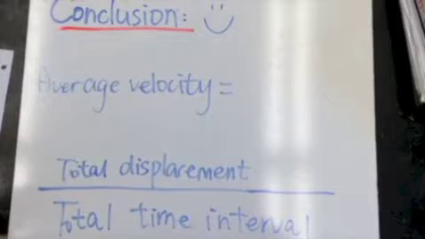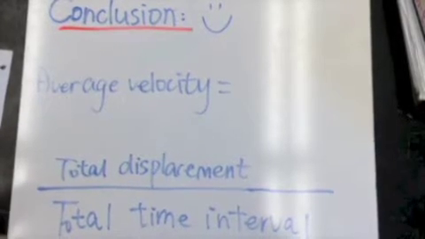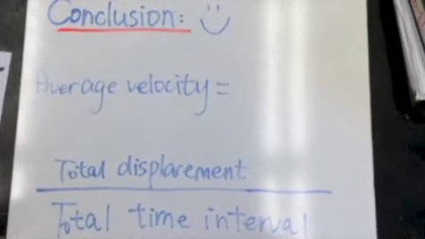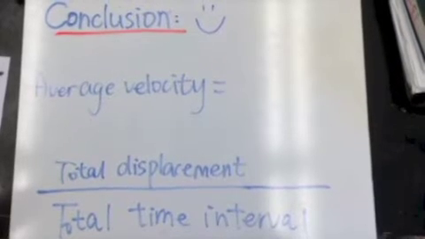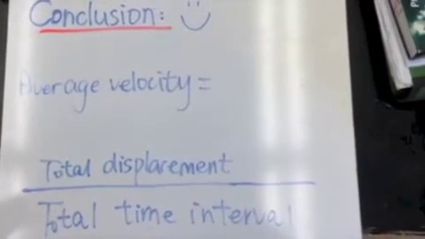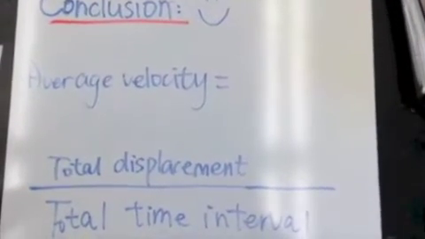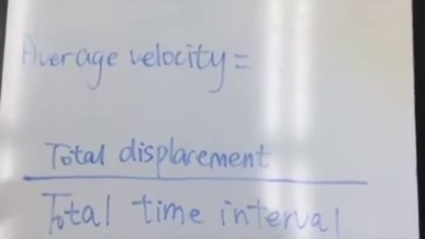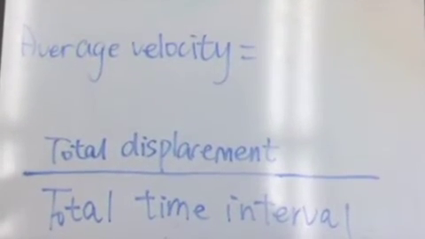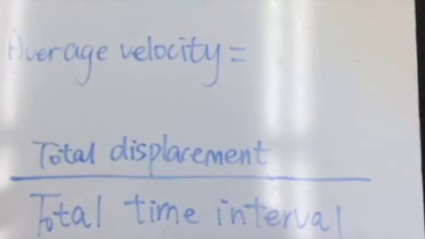From the calculation we did above, we can find that the average velocities are not the same. The reason for that is because the average velocity means total displacement divided by total time interval, but not the average of several different velocities of different time intervals.